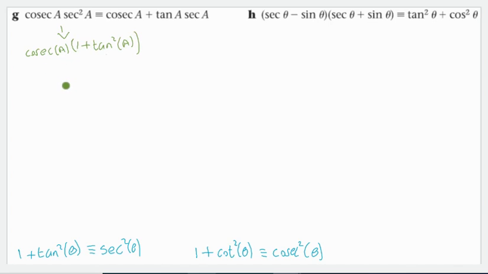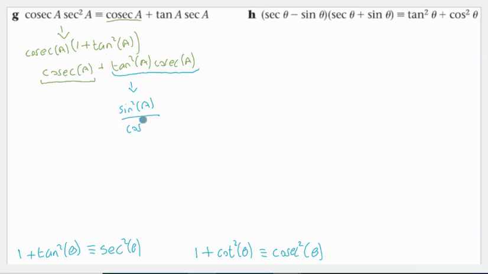Now if I multiply things out, I get cosec A plus tan squared A cosec A. The reason I did this was because I could see that when I expanded, I'd get the cosec A on its own, as I have here, and then somehow I just have to manipulate this part to make it look like tan A sec A. Well, tan squared A is the same thing as sine squared A over cos squared A, and cosec is the same thing as 1 over sine A.